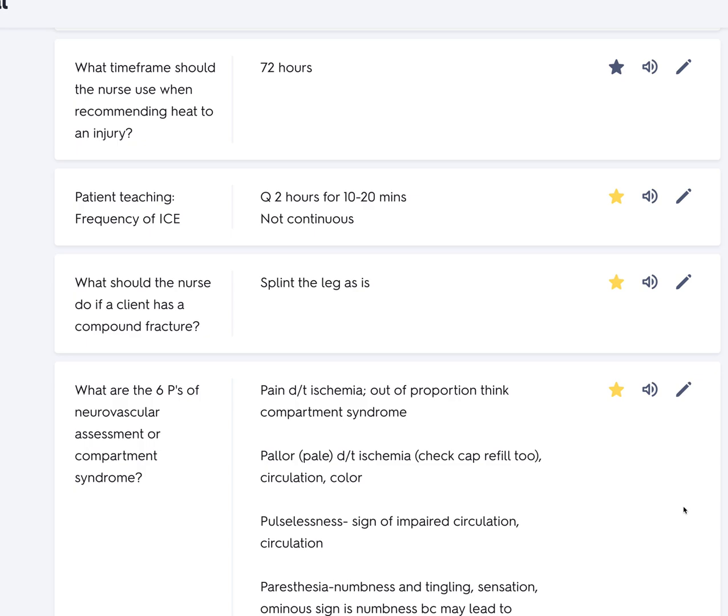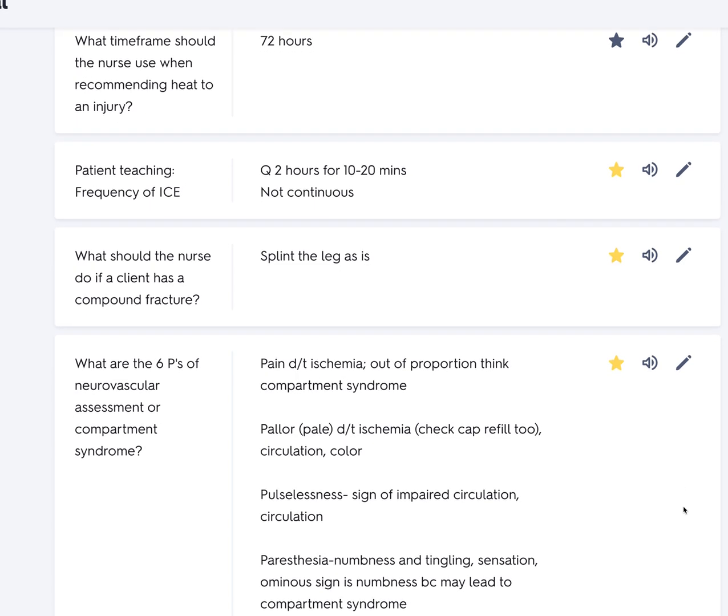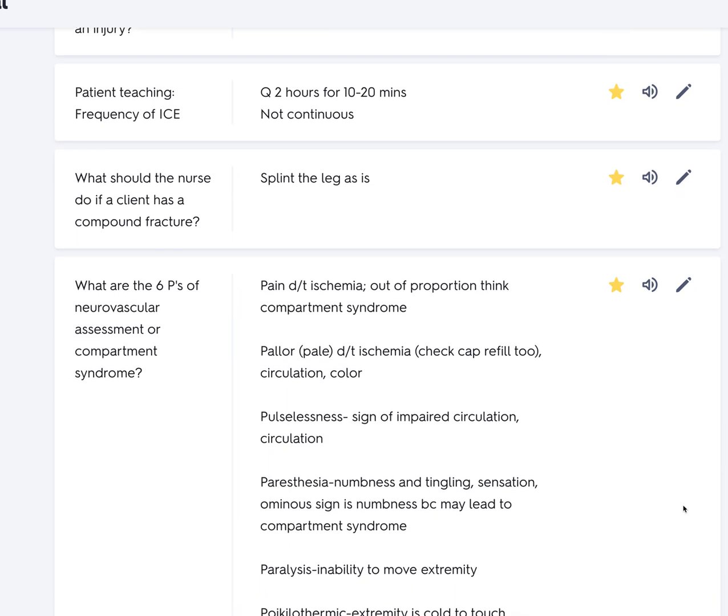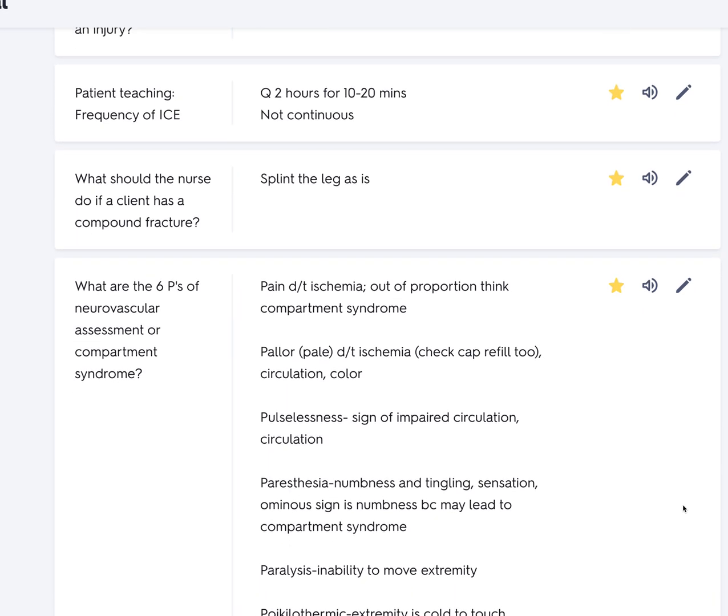So we're going to assess for pain, and they would have pain because the limb is ischemic. The limb could be pale, so we always check the circulation and color. We check the cap refill too. We want it less than 3 seconds. We check for pulselessness. If you can't feel a pulse, get a Doppler.